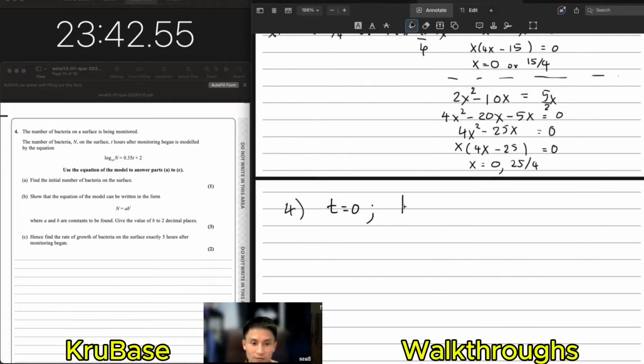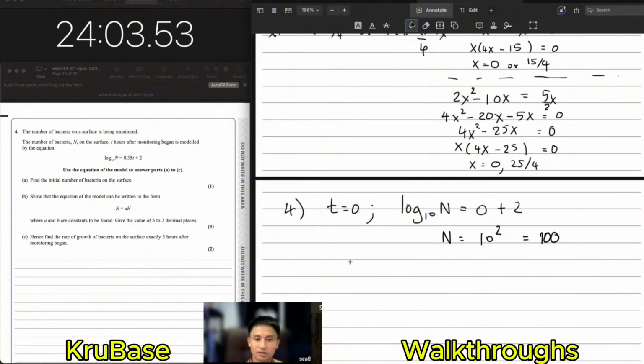So with t equals 0, we have log base 10 of n equals. All that term will go to 0, plus 2. So this side is 2, basically. If we want to make n the subject to find the initial number, that would be moving 10 as the base of the index to the right side, bringing the 2 up. So that is just 100. So that part is fine, A.